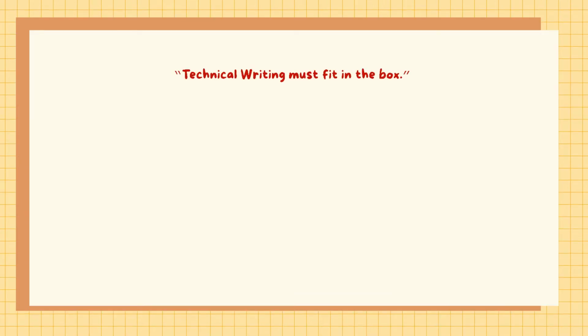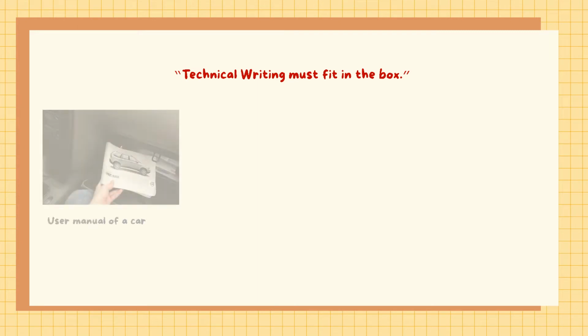Technical writing must fit in the box, meaning to say, good technical writing is concise. It is a tool for the readers to use to accomplish whatever job they are doing. In contrast to traditional essays, effective technical writing uses short words and short sentences. Conciseness has unique importance in technical writing.